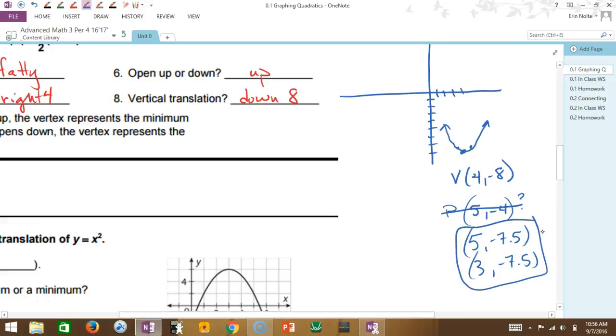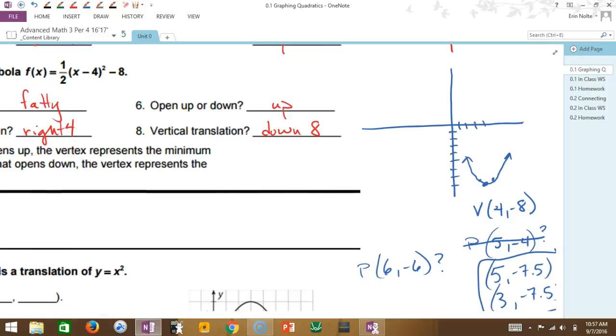Okay, hold on. Jaden, what'd you get? I got 6, negative 6. Now I'm going to put a question mark and see if Jaden is right. Okay, so if I was going to verify this, I would plug the 6 in. So 6 minus 4 makes 2. 2 squared, 4 times a half, 2 minus 8. Negative 6.